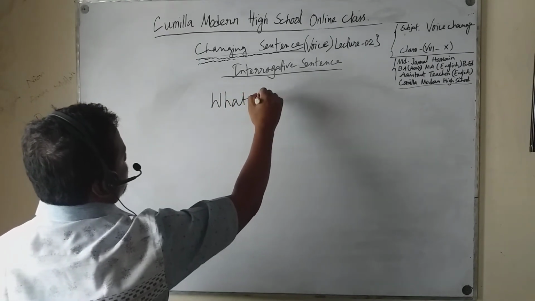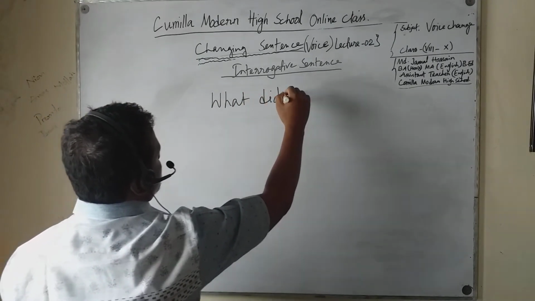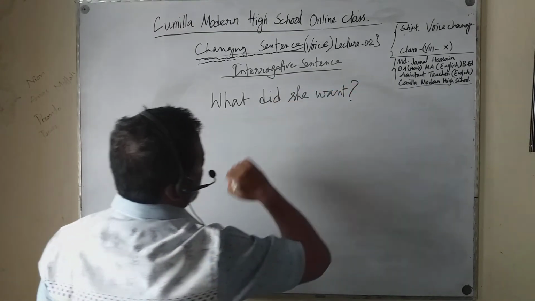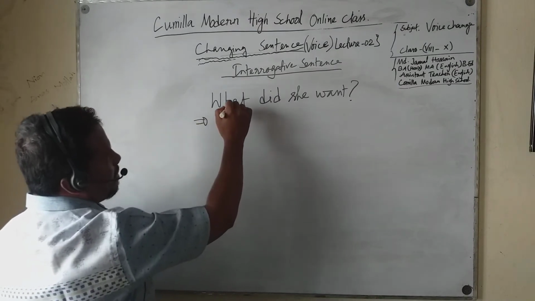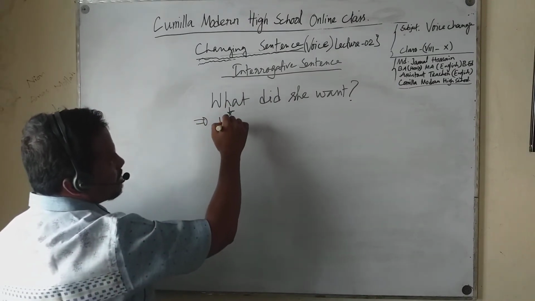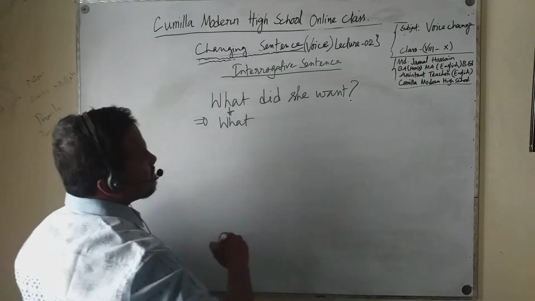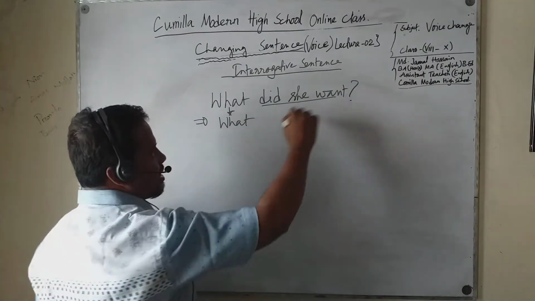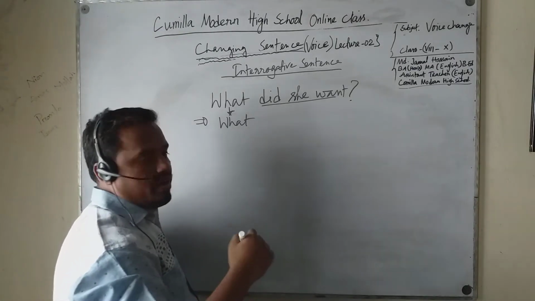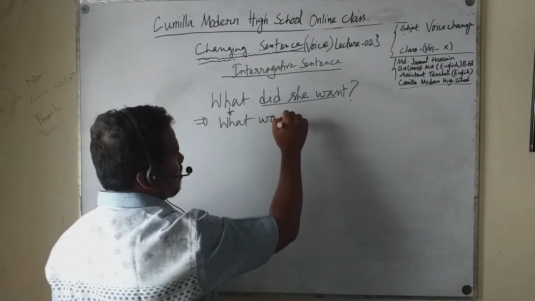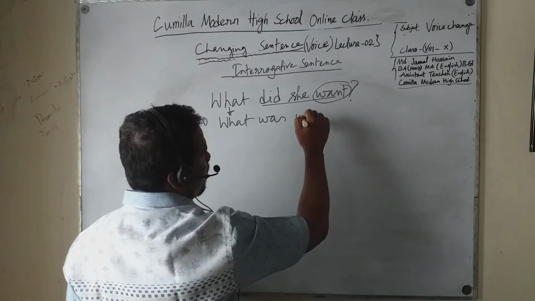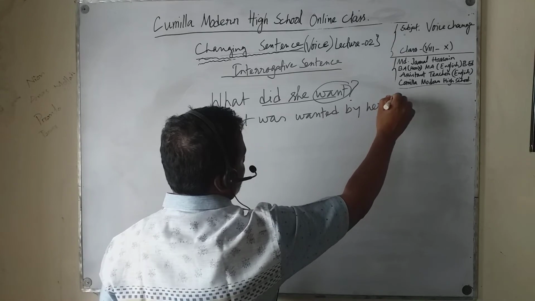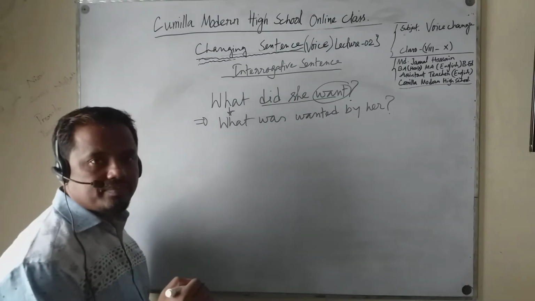What did she want? Now, what will remain the same in case of passive voice. And did she want is a simple past tense, and we have to use was or were. What was wanted by her? At the end of the sentence, you have to use a question mark.